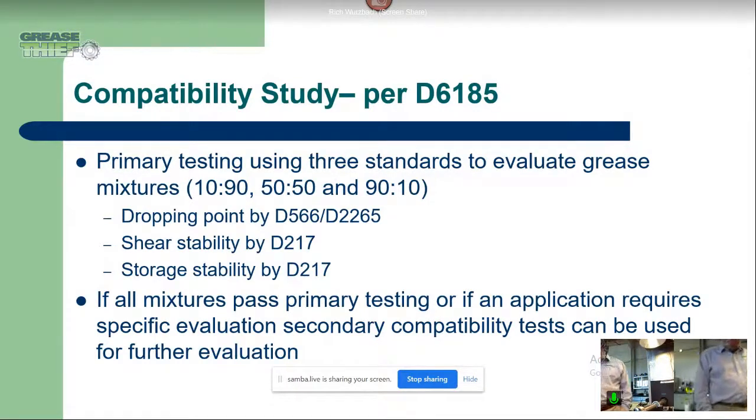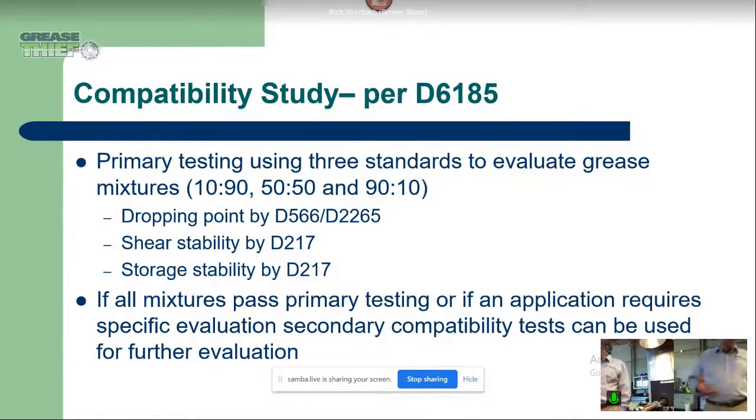Another thing I want to point out about these tests, the dropping point test, the shear stability, and storage stability: if you look at these methods on their own, which involve cone penetration and the higher temperature dropping point, those methods do state that these are meant to be static tests and have no bearing or no influence on the performance of an in-service grease. Therefore, the compatibility study itself is basing its conclusions on properties of grease which don't predict its dynamic performance in the machine.